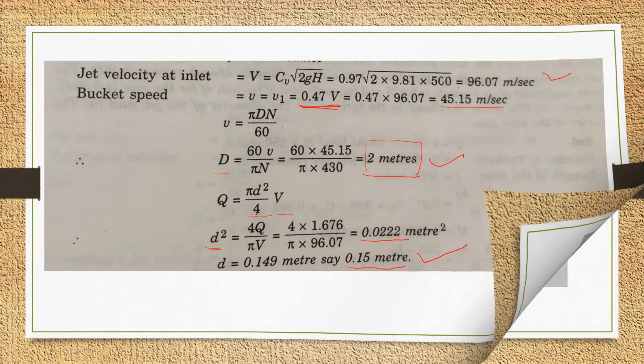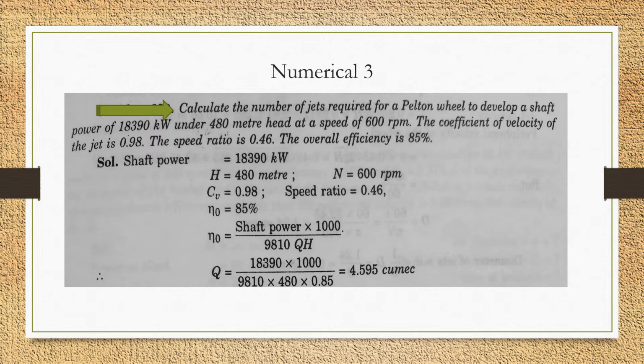Now coming to the next, third numerical. Here we have to find out how many jets are required. The shaft power is 18,390 kilowatts, head is 480 meters, speed is 600 rpm, and the coefficient of velocity is 0.98. Speed ratio is 0.46, overall efficiency 85%. For this, first of all, we'll find out the discharge in the turbine.